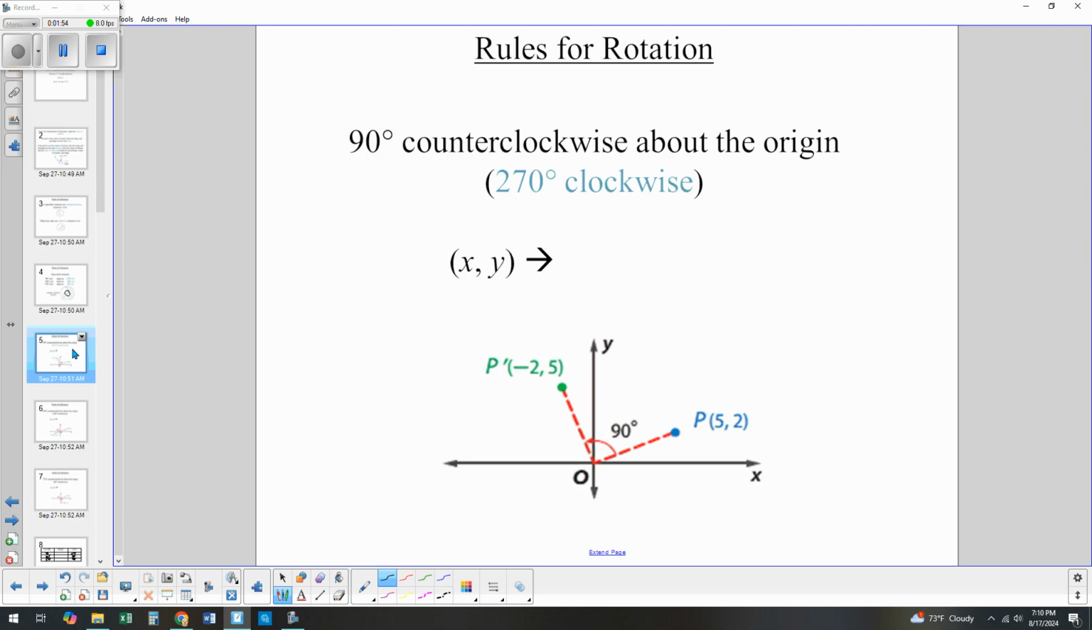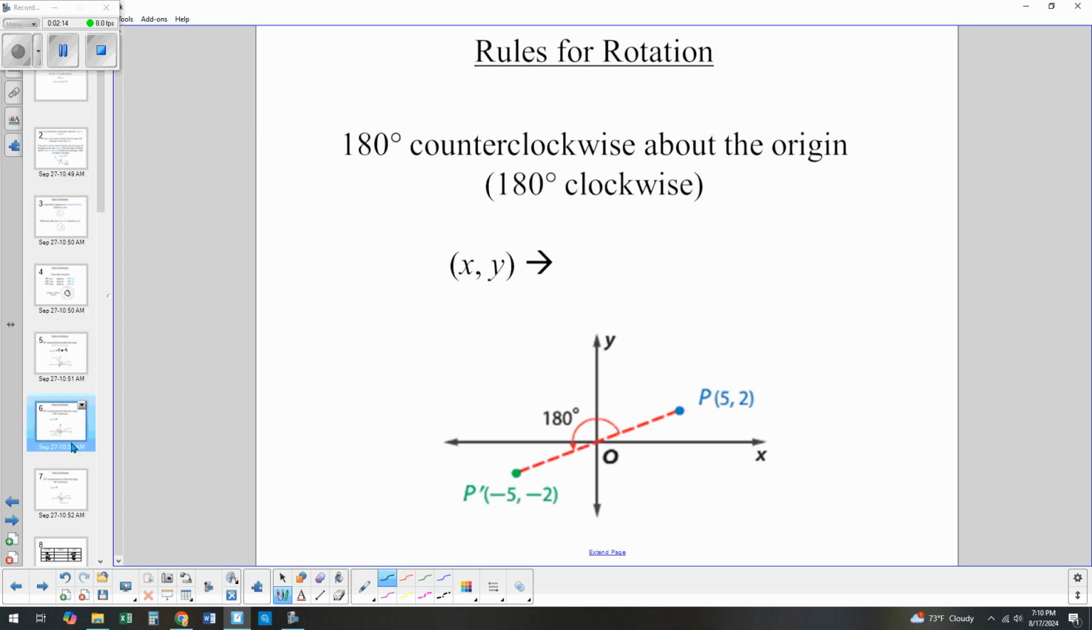Our rule for 90-degree counterclockwise rotation about the origin: I notice my original point was 5, -2, and now I have -2, 5. I have the same numbers, but they flipped. So one thing that happened is y and x switched places. And then the first spot changed its sign. So that would be -y, x.